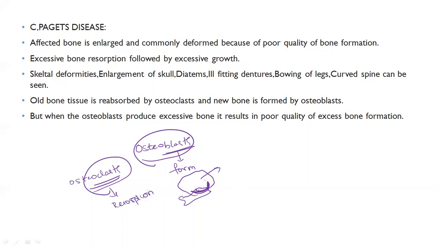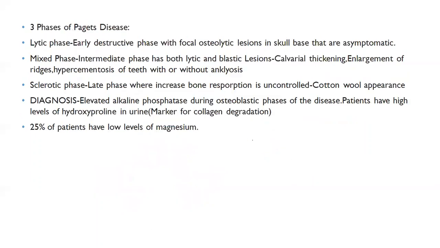The affected bone is enlarged and commonly deformed because of poor quality of bone formation. Excessive bone resorption and excessive bone formation will be there. The patient will have a curved spine, bowing of the legs, enlargement of the skull, a lion-like face, and diastema. Ill-fitting dentures are a problem these patients will face because of this bone deformity. So this is the process which happens in Paget's disease.